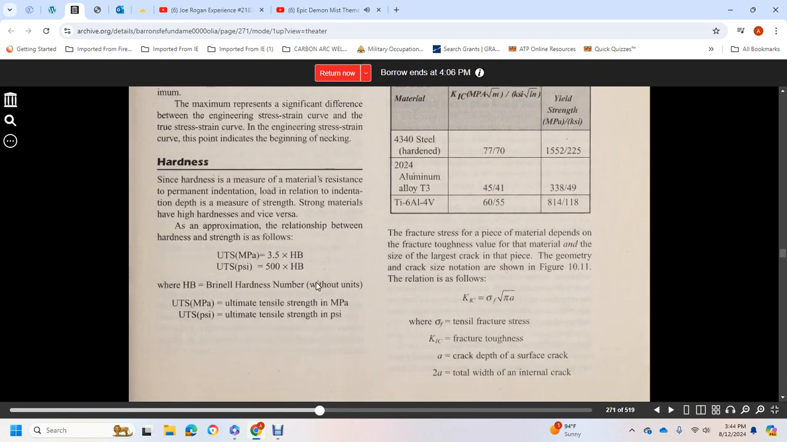Hardness. Since hardness is a measure of a material's resistance to permanent indentation, the indentation depth under loading is a measure of strength; materials with high strength have high hardness and vice versa. An approximate relation between hardness and strength is as follows. Ultimate tensile strength in megapascals is equal to 3.5 times the Brinell hardness number. Ultimate tensile strength in psi is equal to 500 times the Brinell hardness number.